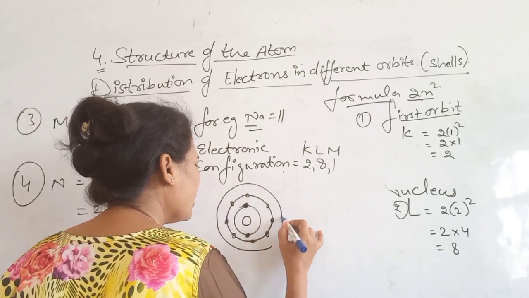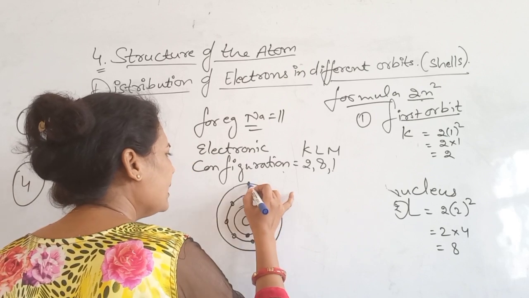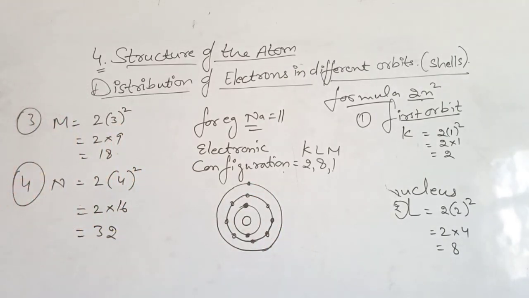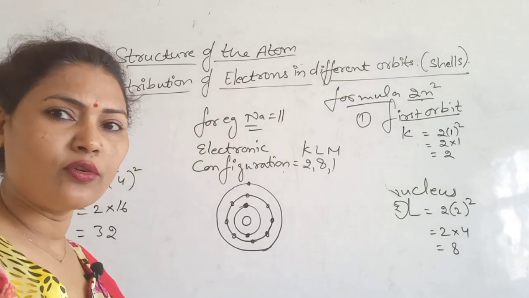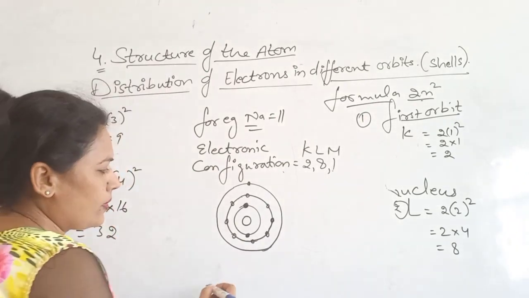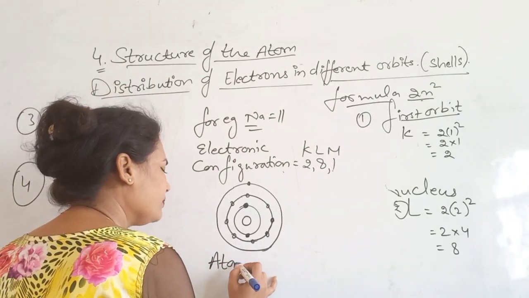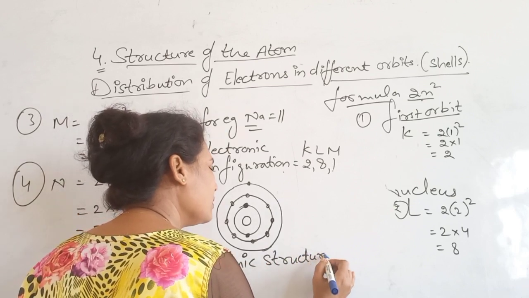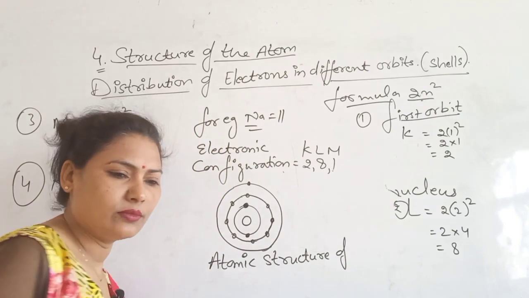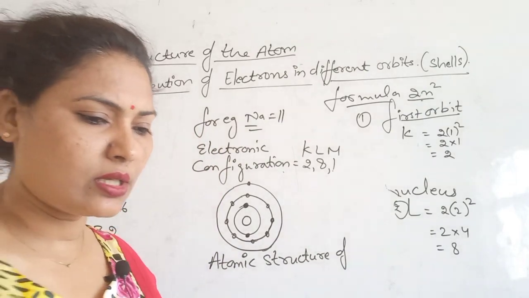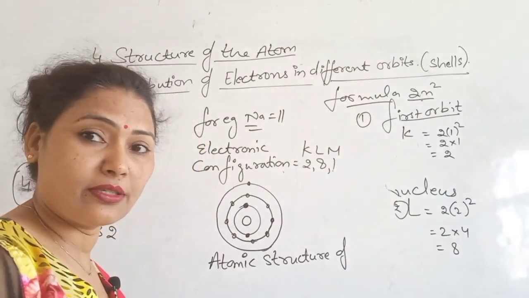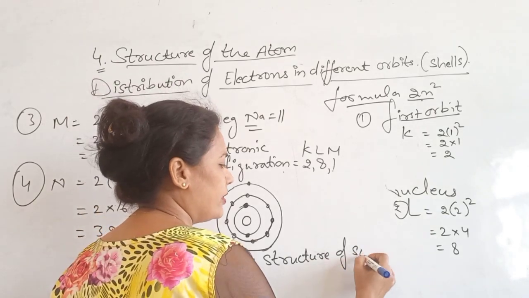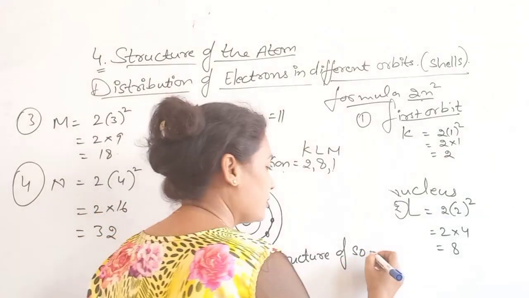So you can put the 1 in the last electron. Okay. So this is the atomic structure of sodium. You can write the atomic structure of sodium atom. Okay. So this is the atomic structure of sodium element. You can write that sodium element.